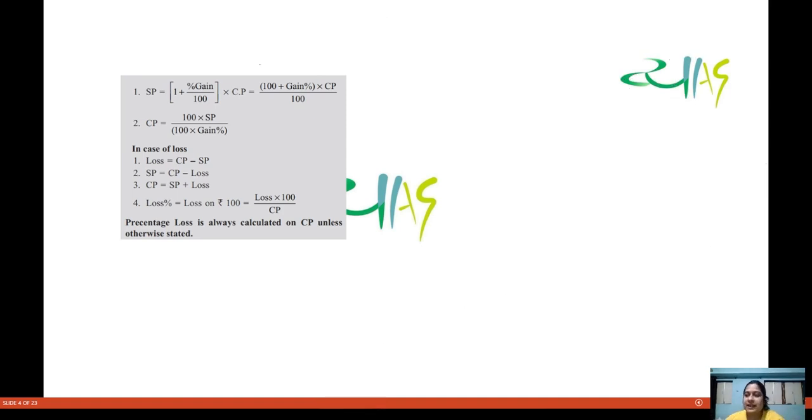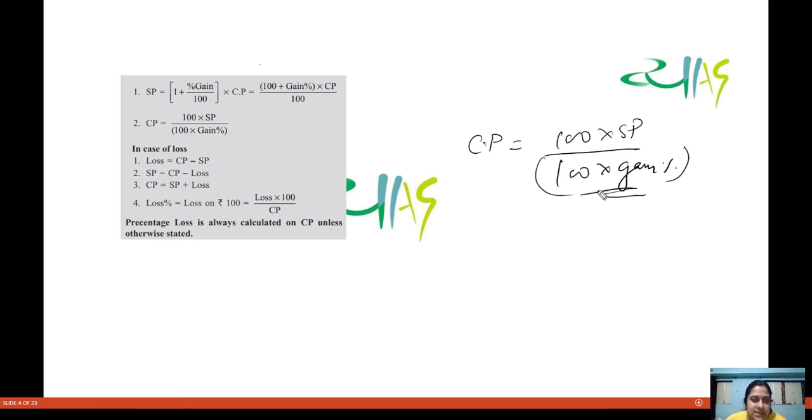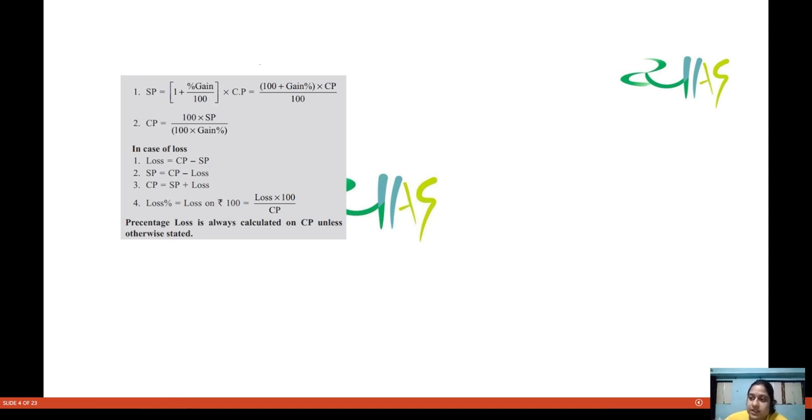Now I hope everybody is clear with this thing. Fine. And what is cost price? Cost price is equal to 100 into selling price divided by 100 into gain percentage. Okay. Now see this thing. What happens in case of loss? So loss, in case of loss, is what? Cost price minus selling price.